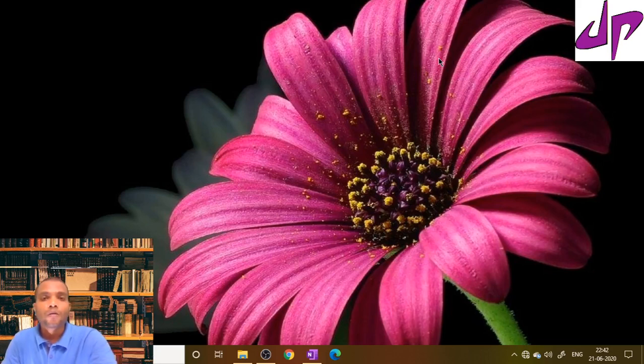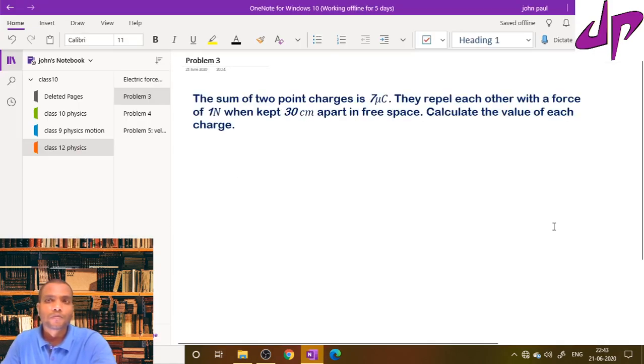I would like to solve some problems based on Coulomb's law, and we will increase the hardness level further to get good knowledge about Coulomb's law. Let's take the first problem.